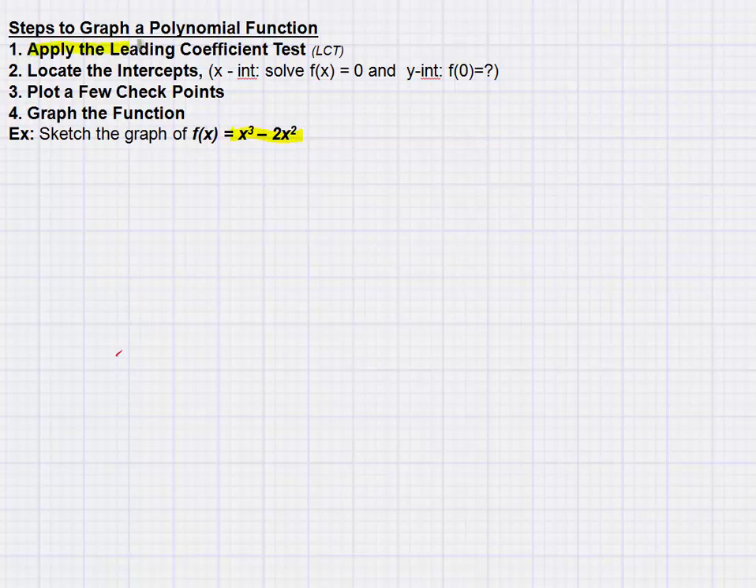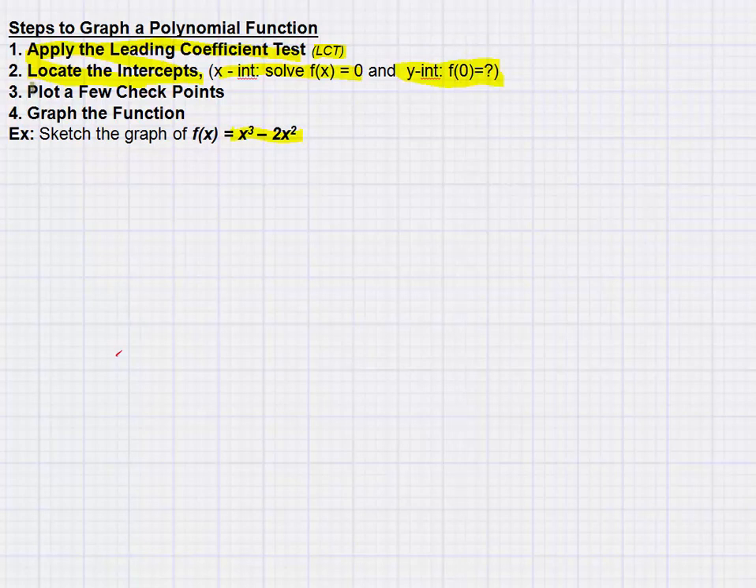First, apply the leading coefficient test. We just talked about that. Abbreviated LCT. Okay, so apply the LCT. 2, find your intercepts. Okay, x-intercepts means find the zeros. Solve the equation f of x equals 0. You could also find your y-intercepts. It's fairly easy to do, so that's why we include this in here, and it gives us a little bit more detail on our graph. You find your y-intercepts by letting x equal 0, or essentially finding f of 0.